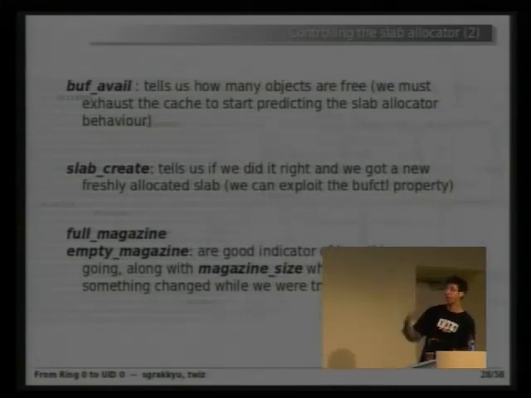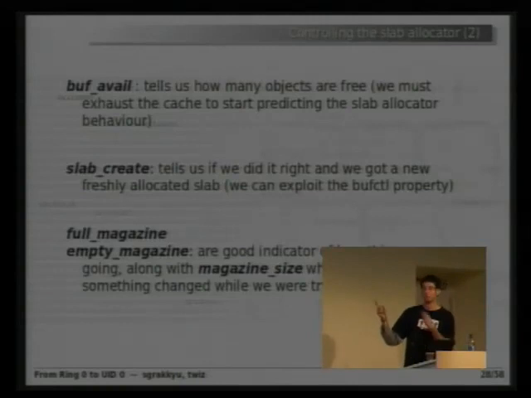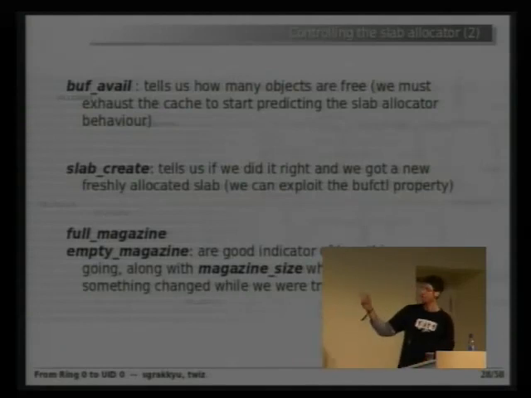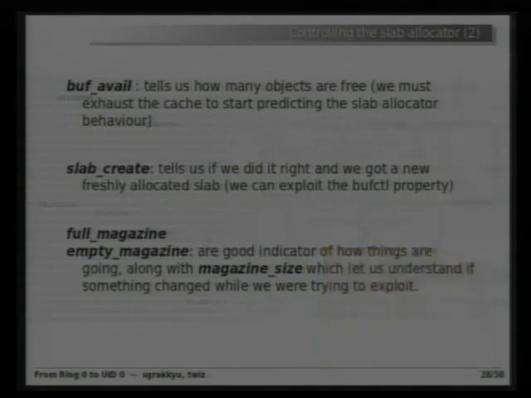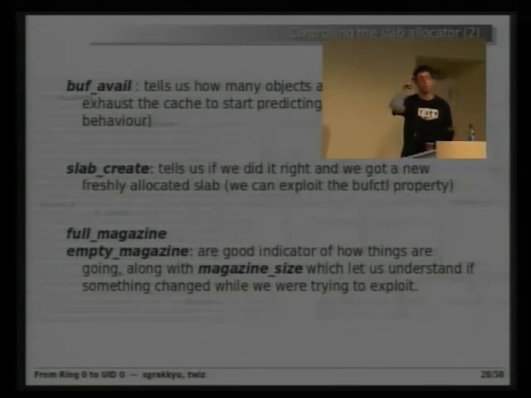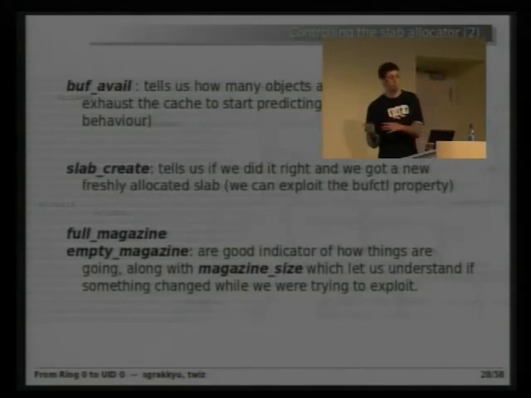So we exhaust all the cache, and we check, thanks to slab_create, if a new slab has been created. At that point, we know that if we allocate some objects from now on, they will be all one after the other in memory, all subsequent in memory. Full magazine, empty magazine, and magazine size are very useful to check if your exploitation is going in the right direction. If it is, perform the overflow. If it is not, don't perform it, because it might happen that it will crash the machine. Thanks to that, we managed to write exploits which are almost one shot on the Solaris kernel.